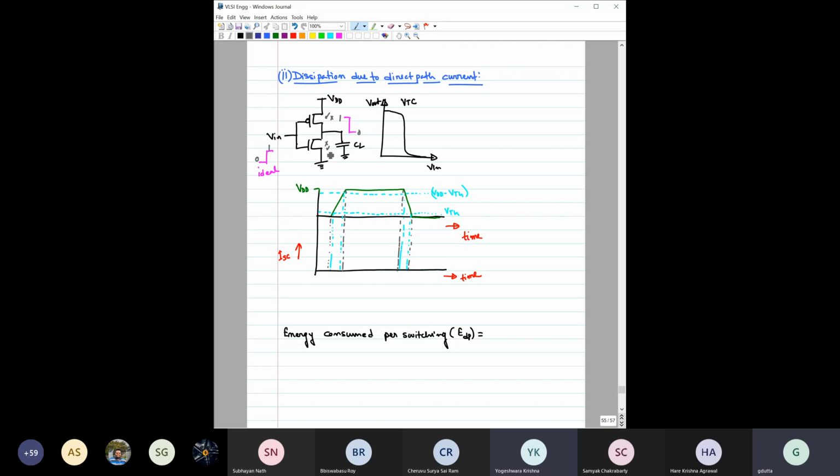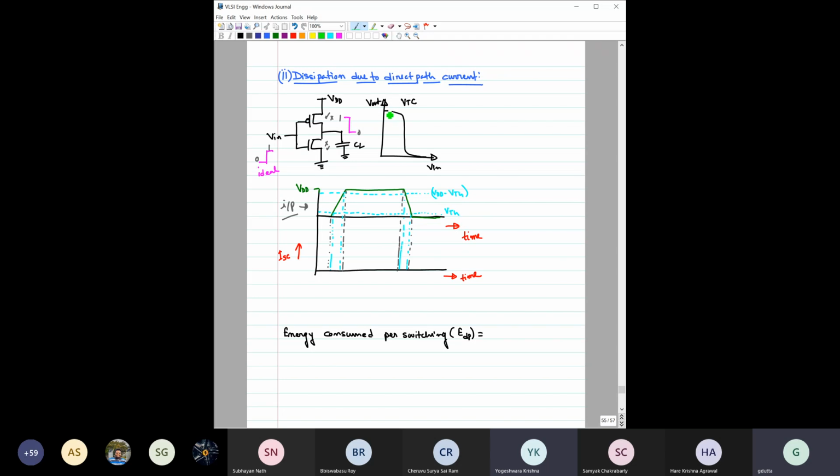However, if you consider the practical case, the input would be like this. The input is this green line. The input changes with some finite time. It needs some finite time to reach from the 0 level to the VDD level. Again, when it has to fall, it needs some finite time to go from VDD to 0.